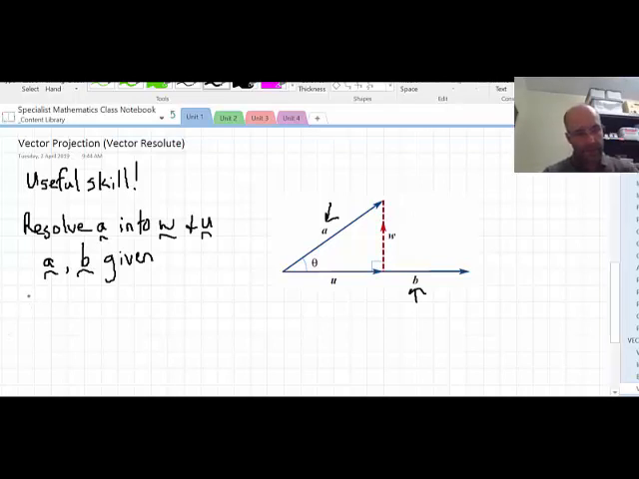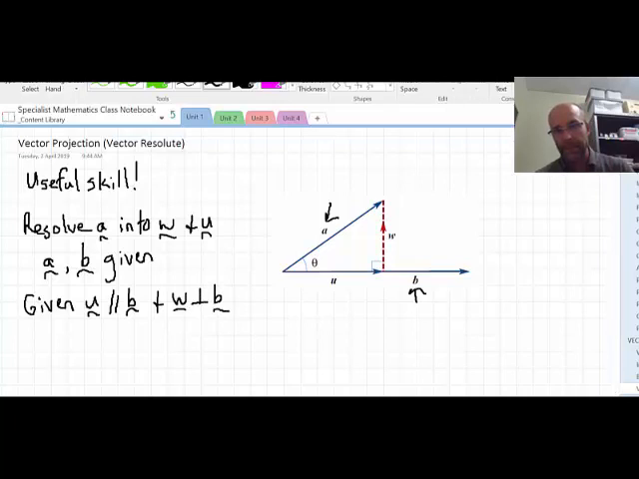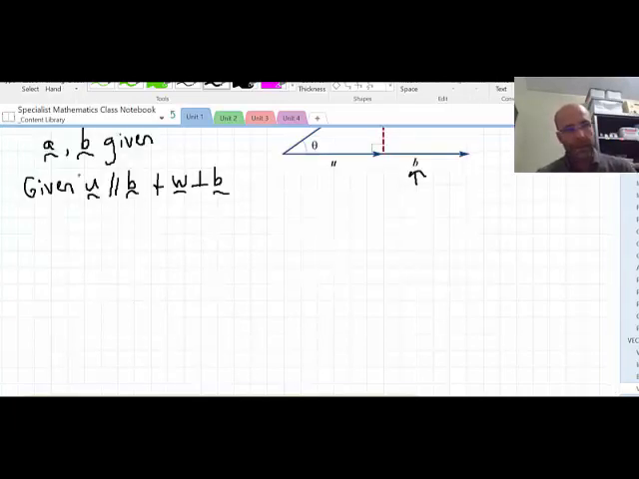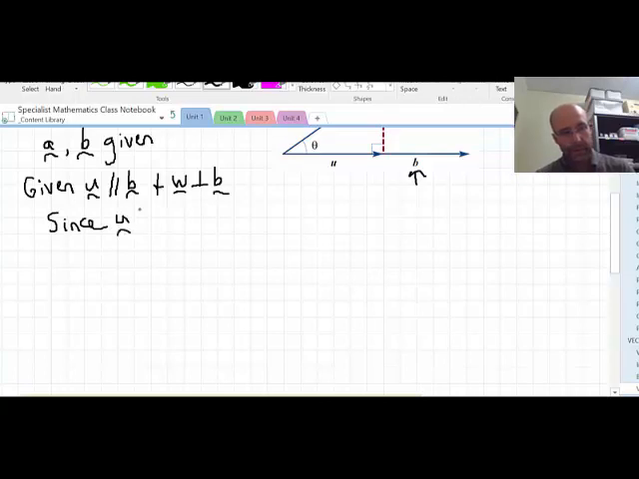Now it is also given that U is parallel to B and W is perpendicular to B. So given that U is parallel to B, we can say that U equals some scalar multiple of B, or KB, where K is a scalar. I'm going to call that result 1.